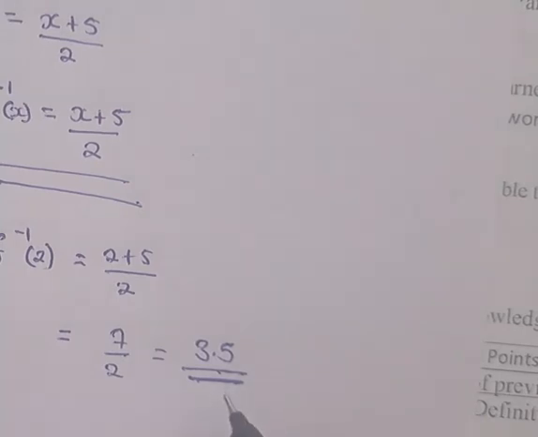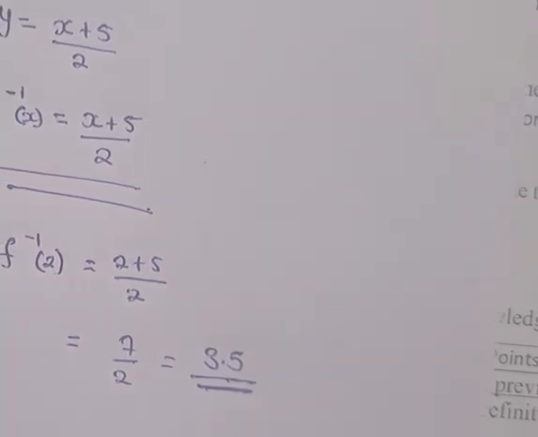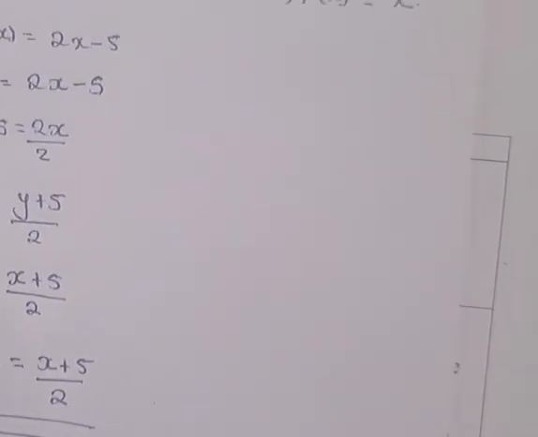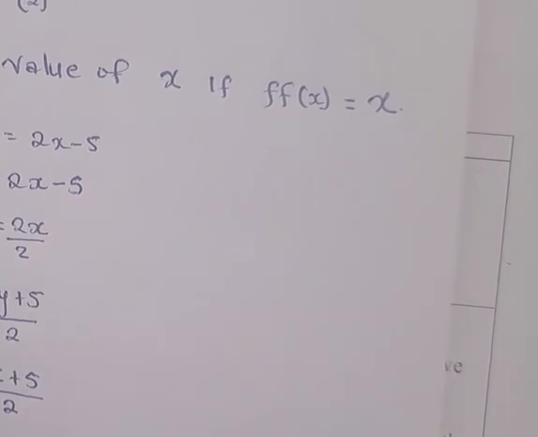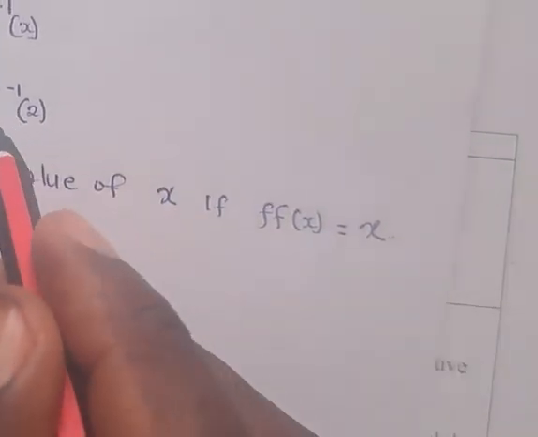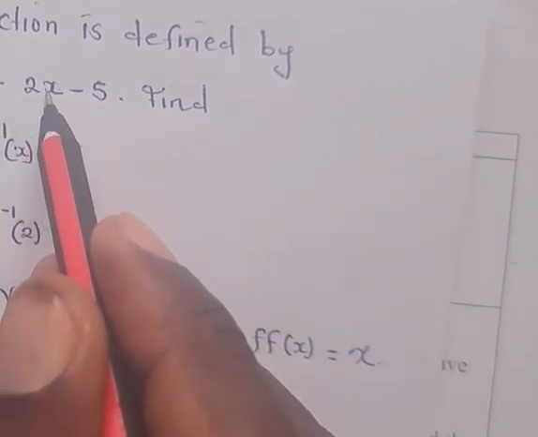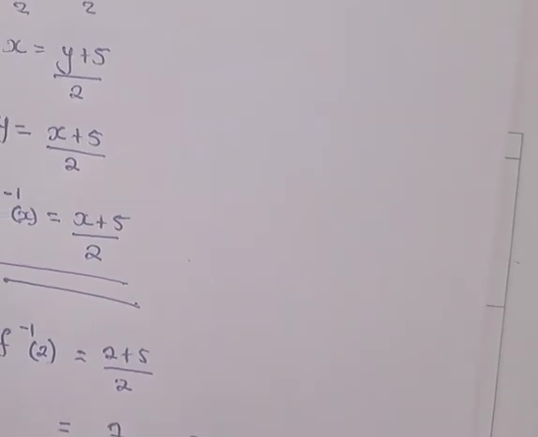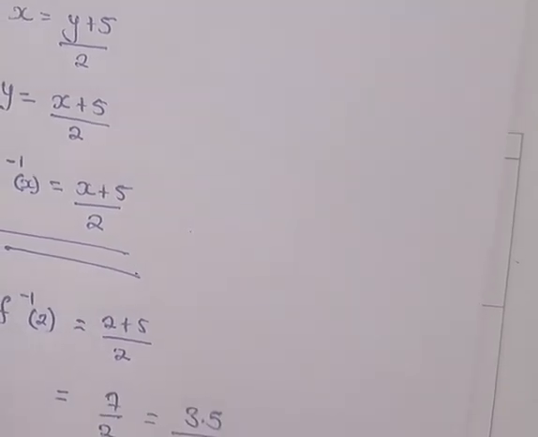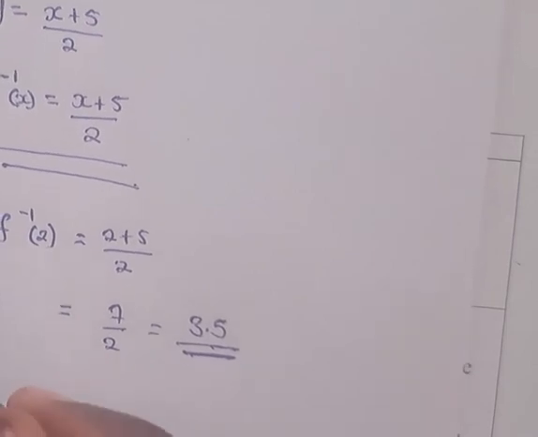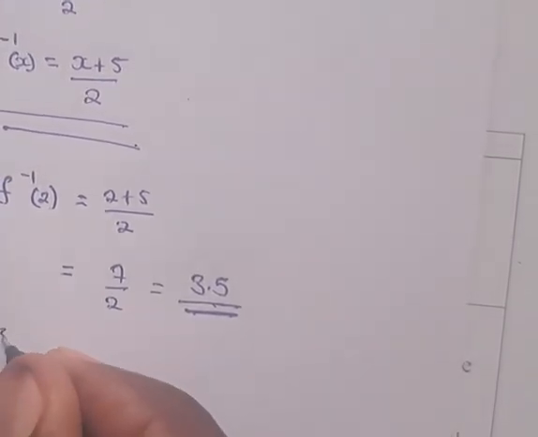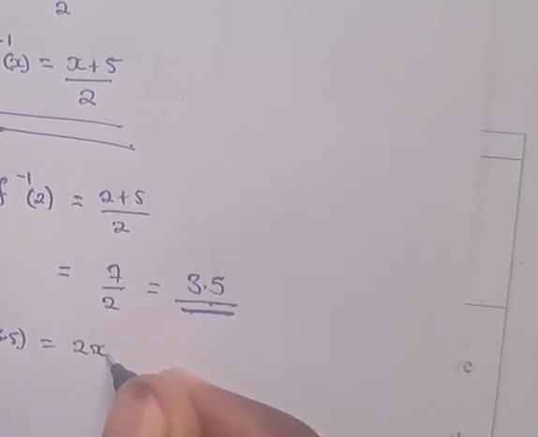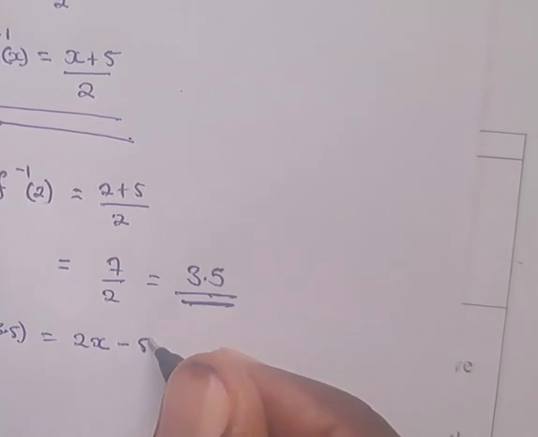Remember, this is not our answer. This is far from being our answer. So next, remember, we have to get this one now. This function here, where there's x, we put 3.5. So we have f of x. Now, in our case, it's not f of x. We're going to say f of 3.5 is equal to 2x minus 5.